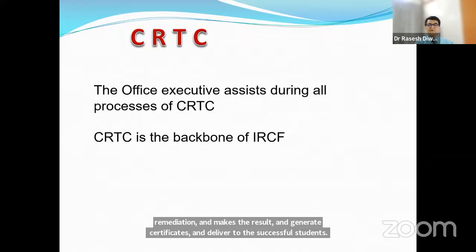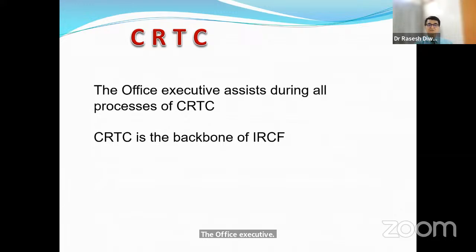The office executive, we have Mr. Arun Kumar. He assists during all the process of CRTC. So he helps us create the center. He helps in delivering the manuals. He helps with creating the batch initially, till the CRTC coordinator and his assistant pick up. So he's always there. Rather than me, he's working 24 hours. So I'm very much thankful to Mr. Arun Kumar. I'm sure he is attending and listening to us.